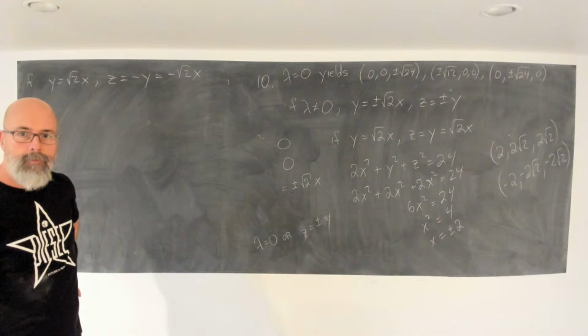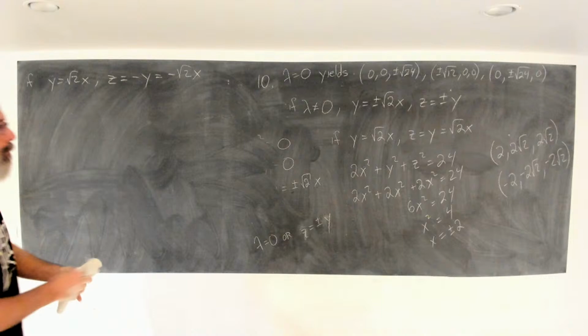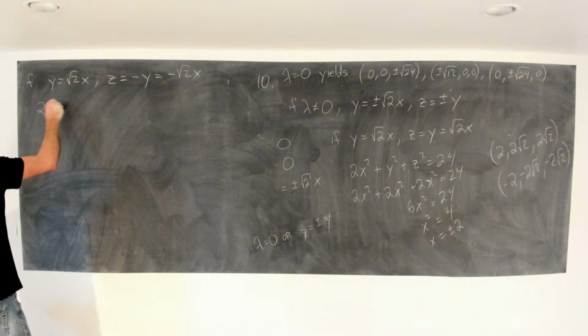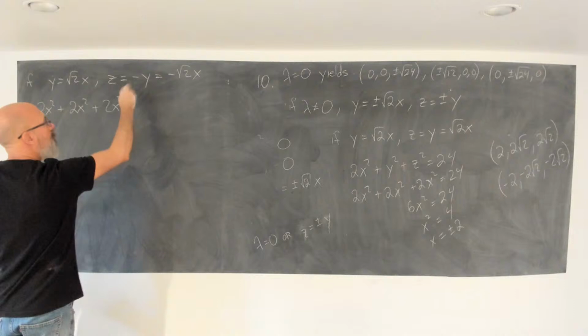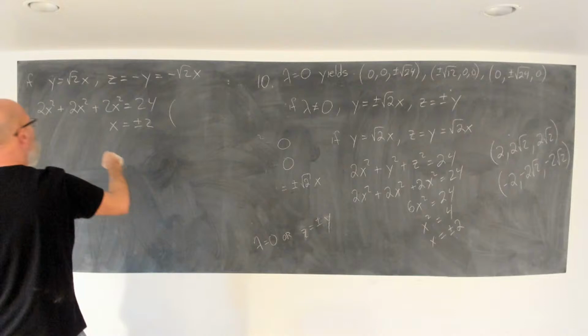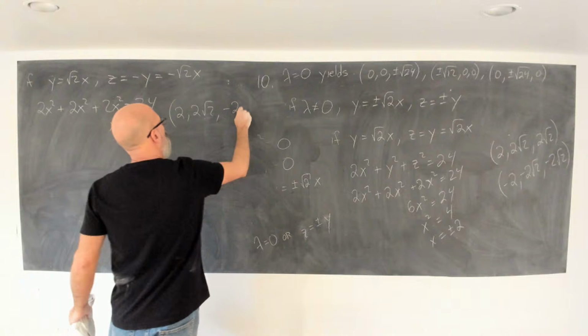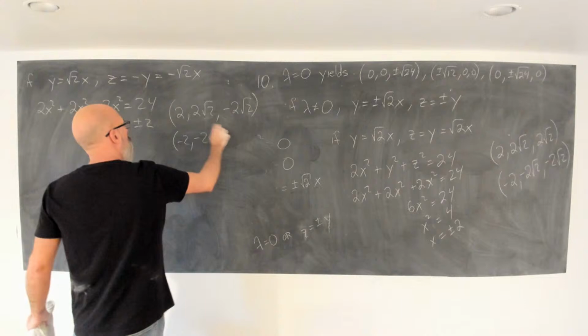So now plug everything back into that again, then we get 2x squared plus 2x squared plus 2x squared is equal to 24. So x is again plus or minus 2. And in this case, if x is positive 2, we get 2 root 2 and minus 2 root 2. And if x is minus 2, we get minus 2 root 2 and positive 2 root 2.